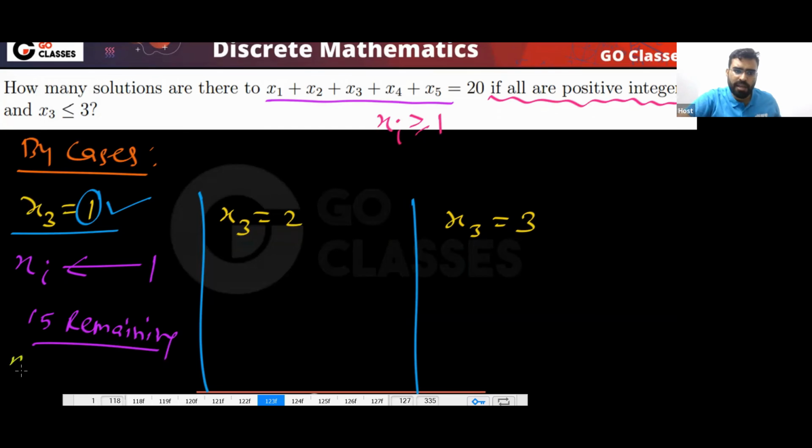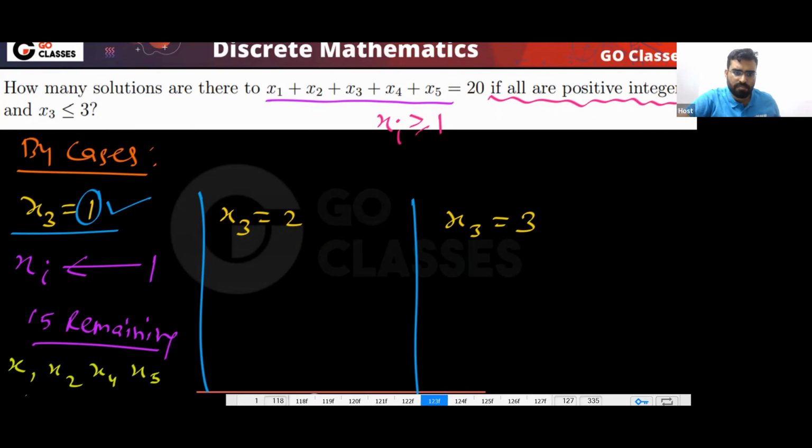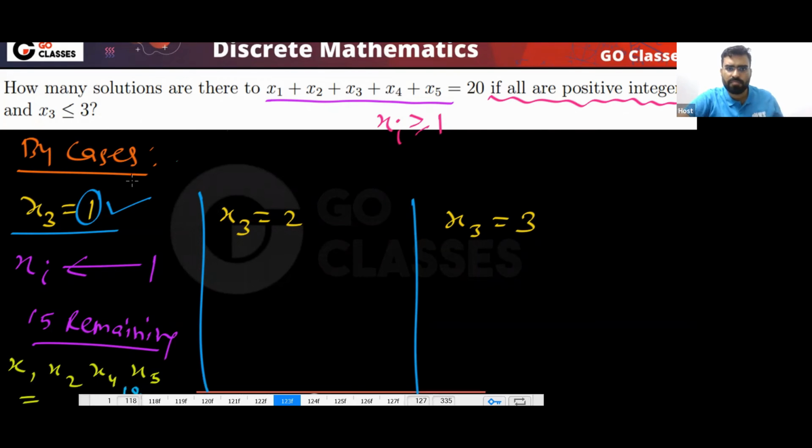Only 3 bars you have because now x3 is gone. Now you have x1, x2, x4, x5. Only these you have. So in this scenario, the answer is 18C3. Okay, clear?